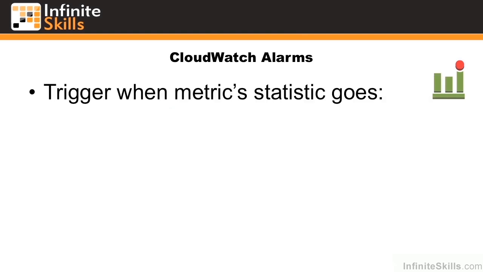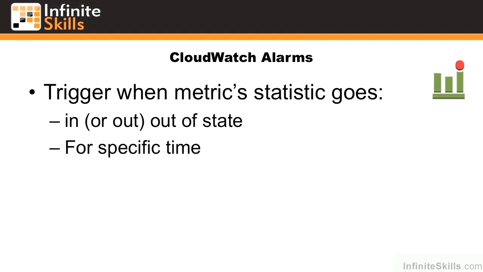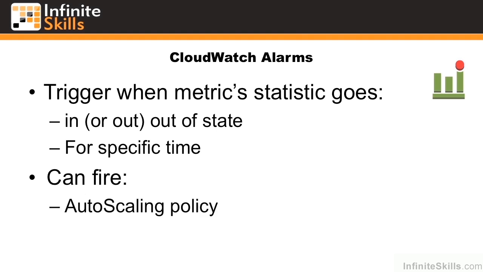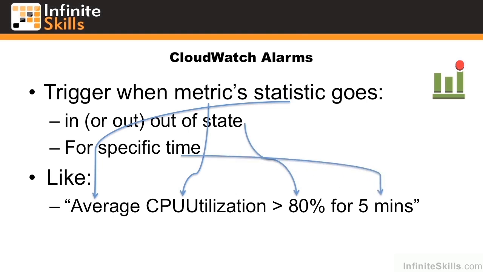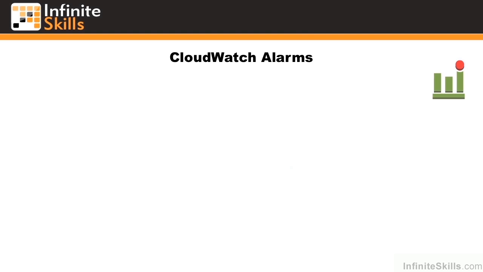CloudWatch alarms can trigger when a metric statistics either goes in or out of its threshold for a specific time. They can fire an AutoScaling policy or an SNS notification, or both. For example, if we have average CPU utilization at 80% for 5 minutes, and we want to fire an alarm on that, the metric that we're looking at is CPU utilization. The statistic is the average rather than the sum. The state is 80%, and the specific time is 5 minutes.